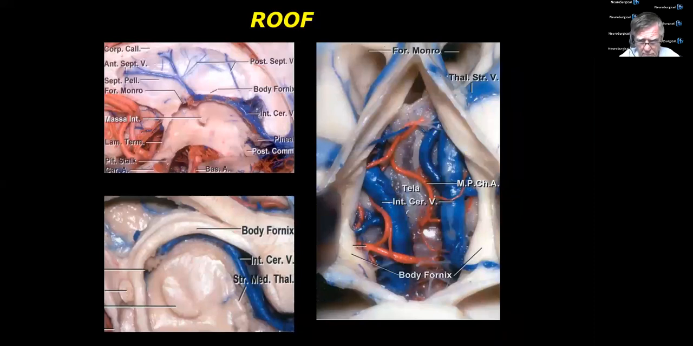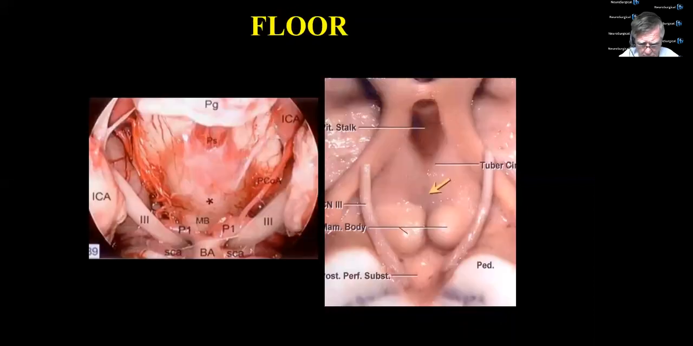This is the roof, and that picture on your left is the roof, and you can see the cerebral veins there. And if you look at it from above, you can see both internal cerebral veins. And if you look at the floor from below, you can see the mammillary bodies down there. Yes, they are the mammillary bodies in the floor of the third ventricle.